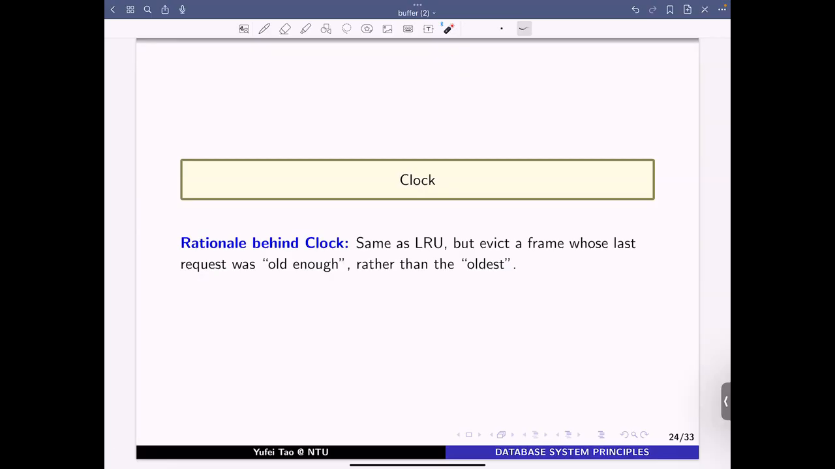But clock says, no, let's forget about oldest. We don't want the, what's the English? Superlative. Yeah, we don't want oldest. We want just old enough. You understand what it means, right? So you would remove some block that is very, very old. There is some sort of threshold, even though you're not really removing the oldest. You don't want this superlative here.